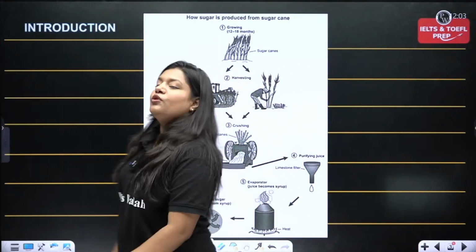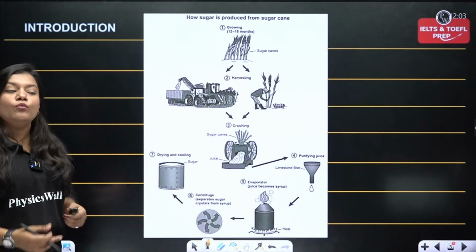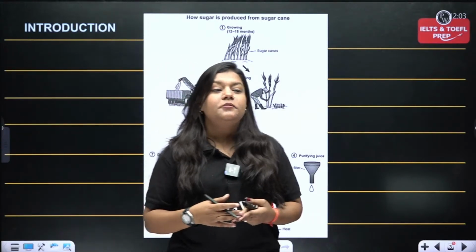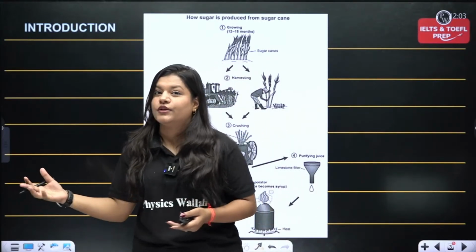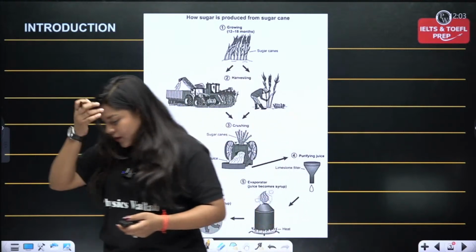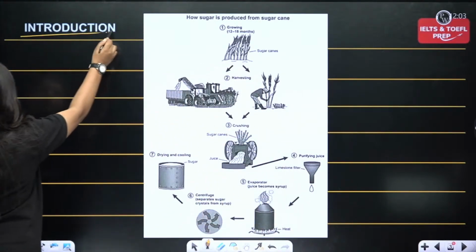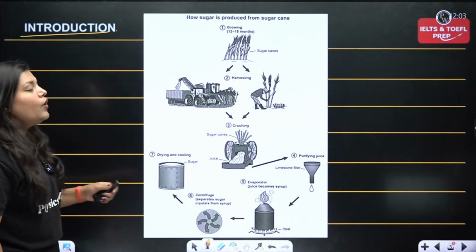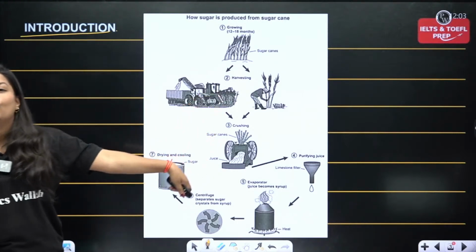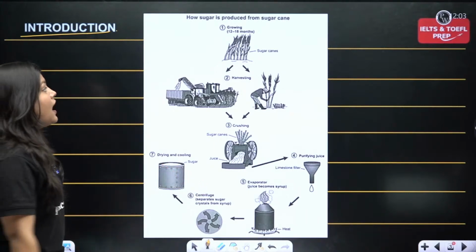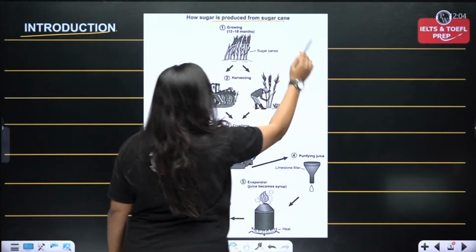Here is the diagram. You can just have a quick look at the diagram. Before moving ahead, I would like to make you aware of what a cyclic diagram is and how you can read the question in order to come up with a proper response. The very first thing that I would like to tell you is the introduction. What do I mean by introduction? I mean what kind of diagram you have over here. The diagrammatical representation shows how sugar is produced from sugar cane.